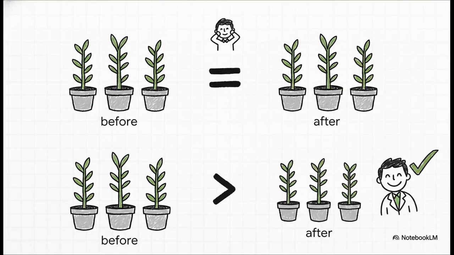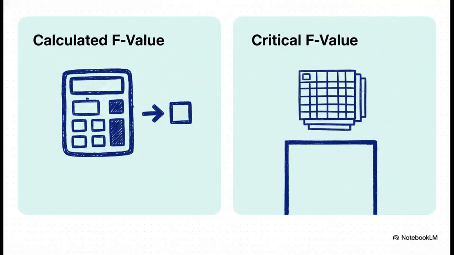So first things first, we set up our hypotheses. The null hypothesis is kind of the skeptic. It assumes there's no real improvement, that the new fertilizer is the same, or maybe even worse. The alternative hypothesis is what we're actually trying to prove, that the initial process was significantly more variable than the new one. Now we just run the numbers.